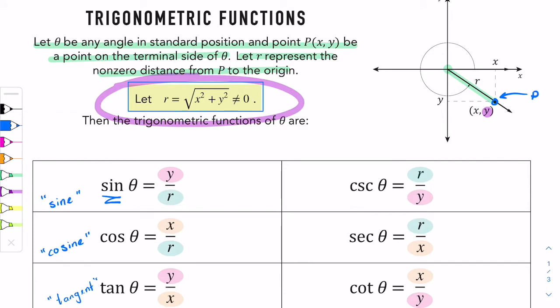Over here, we have cosecant, which is the opposite. So notice that these flip. Cosecant is r divided by y, which is the opposite of sine. We have secant, which is the opposite of cosine, and secant is r divided by x. And lastly, we have cotangent, which is the opposite of tangent. That means it is x divided by y.